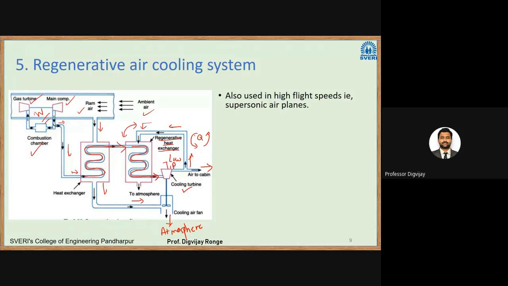The regenerative air cooling system is also used at high flight speeds, that is, in supersonic airplanes. Planes are classified by these speed ranges. Subsonic means a speed less than the speed of sound, which is about 333 meters per second. Then there are sonic planes, which fly at the speed of sound, 333 or 340 meters per second. Then there are supersonic airplanes, which have a speed more than the speed of sound, that is, more than 340 meters per second.